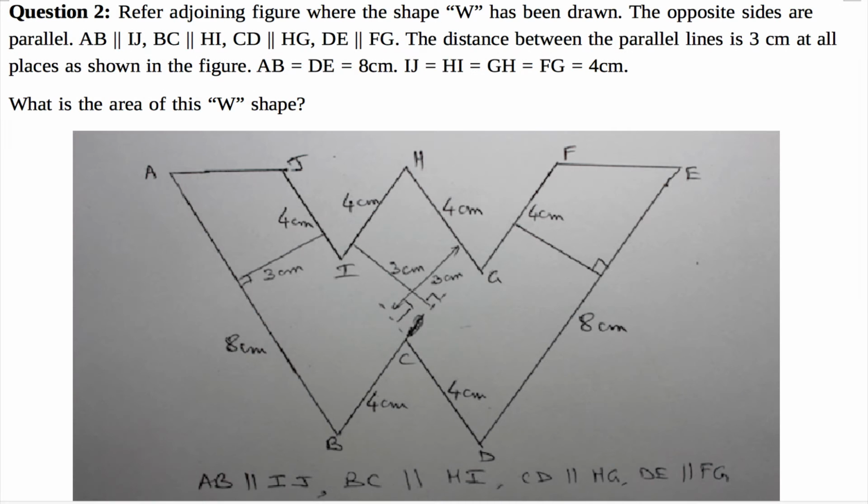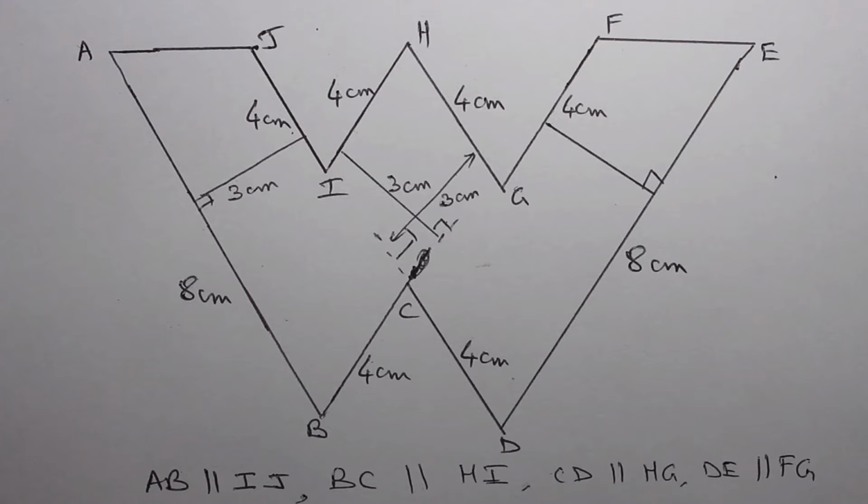Question. Refer figure where the shape W has been drawn. The opposite sides are parallel. AB is parallel to IJ, BC is parallel to HI, CD is parallel to HG, DE is parallel to FG. The distance between the parallel lines is 3 cm at all places as shown in the figure. AB equals DE equals 8 cm. IJ equals HI equals GH equals FG equals 4 cm. What is the area of this W shape?